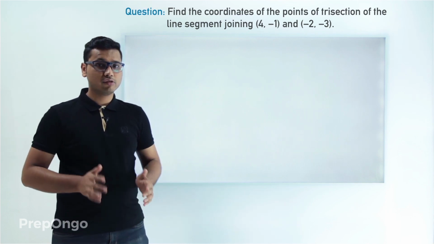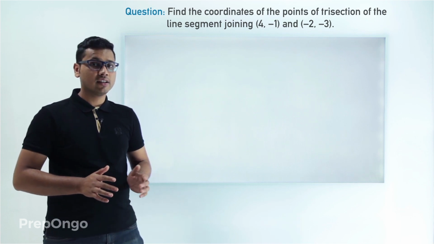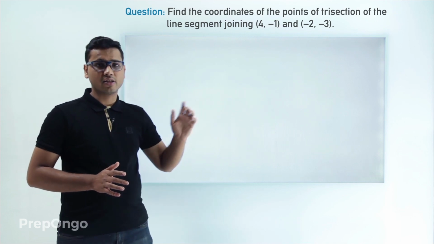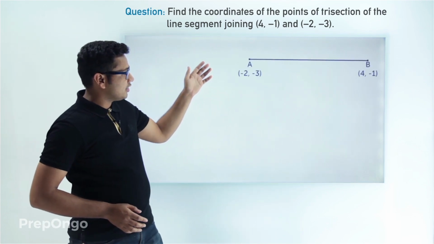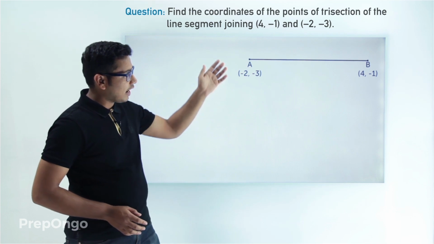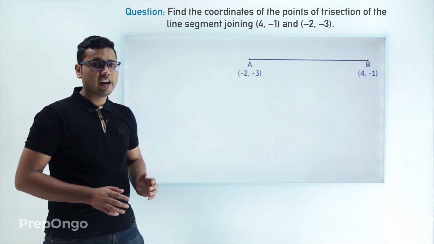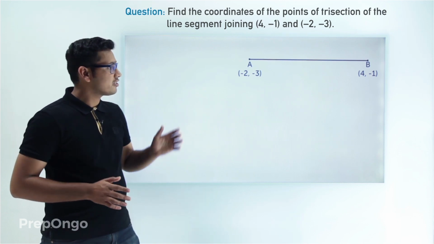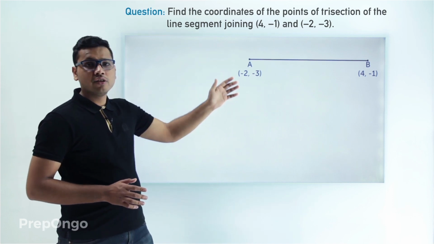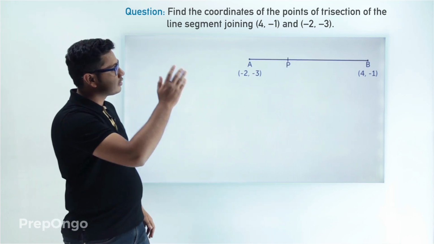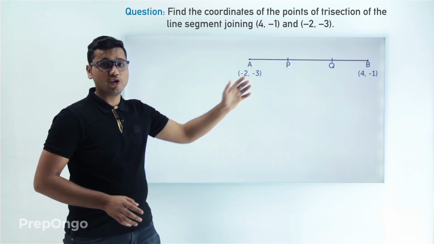Now before proceeding to the question, let us first draw the diagram and understand how the question is picturized. So here is a line segment, and the coordinates of A is (-2, -3) and the coordinates of B we have assumed to be (4, -1). Now we have to find the coordinates of points of trisection of this line segment AB. So let us have two points which are trisecting this line segment into three parts. Let us say that P and Q are there.